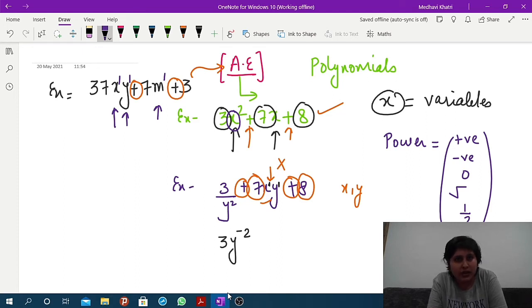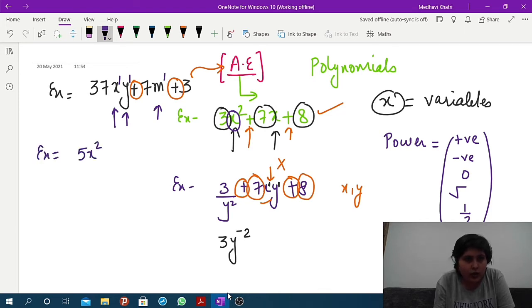Now let me give you some examples and you find out whether those are polynomials, whether they can be called algebraic expressions, or both. Let me give you some examples. 5x square upon y plus 3xy plus 7. Now check whether this is an algebraic expression, or it can be called a polynomial, or it can be called both.